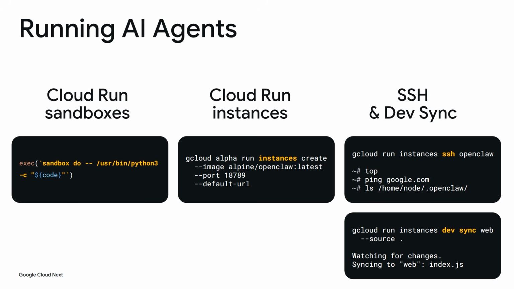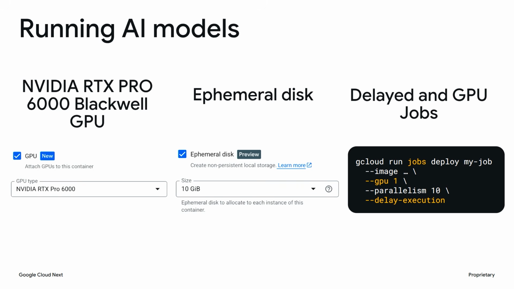Instances support SSH connections and automatic sync between your local folder and Cloud Run, allowing you to just develop on Cloud Run. And you can run your AI models on Cloud Run with on-demand scale-to-zero GPUs. The new NVIDIA RTX Pro 6000 GPUs are now generally available.